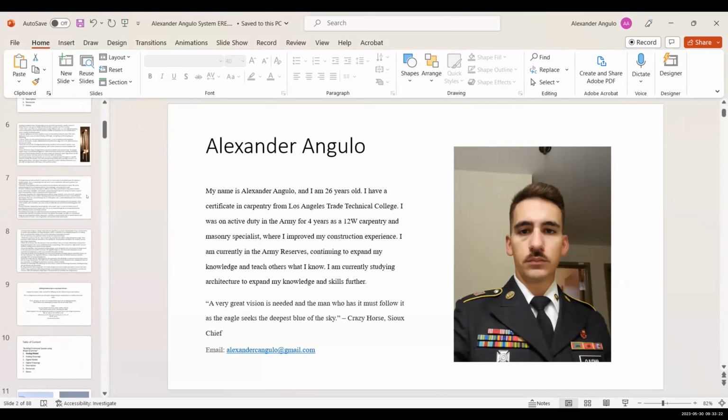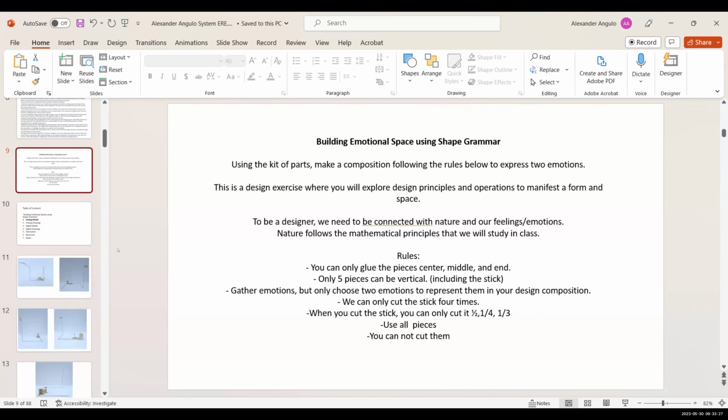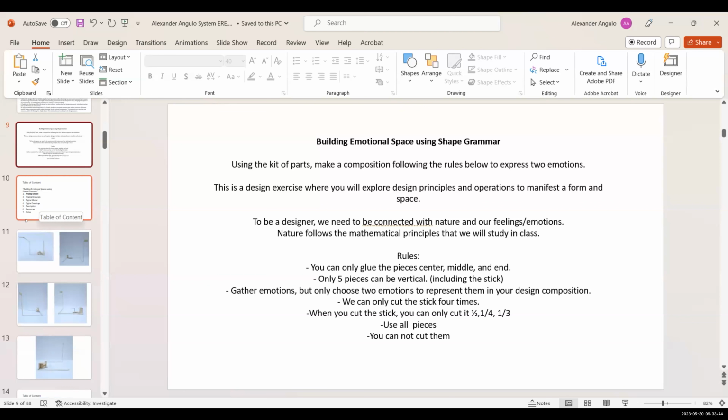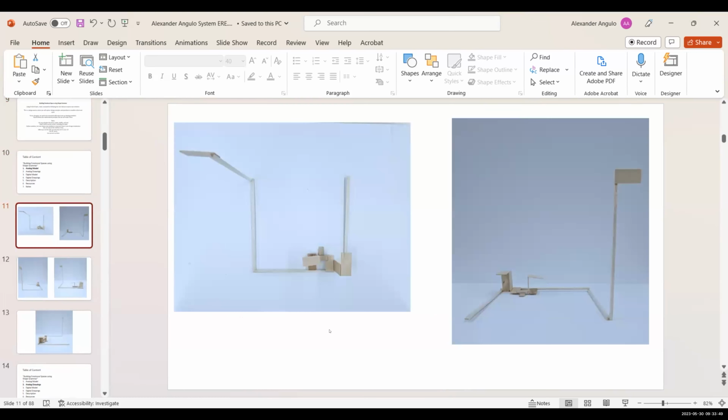Short bio. Our first project was the shape grammar. Gloss over the rules. You can only glue in the center, middle, and end. Only 5 pieces can be vertical. Choose 2 emotions to design your composition. You can only cut the stick 4 times. You can only cut it in half, a quarter, a third, and use all the pieces. So my analog model, this is what I came up with. I was using a sense of security and safety. So it looks like a little fort.